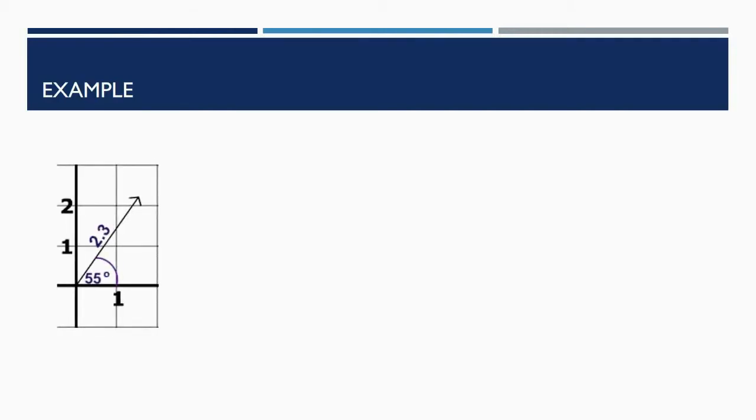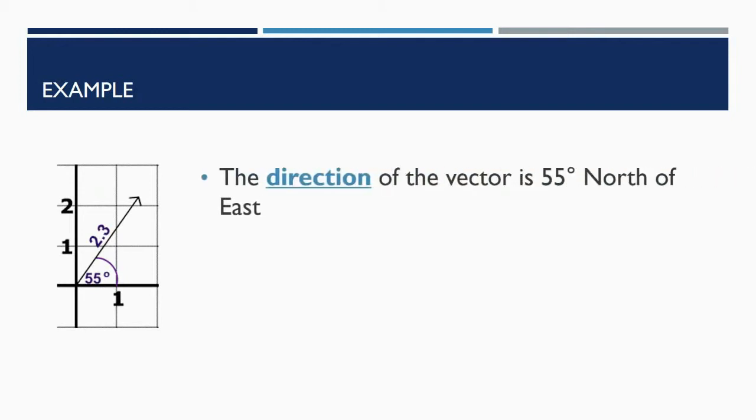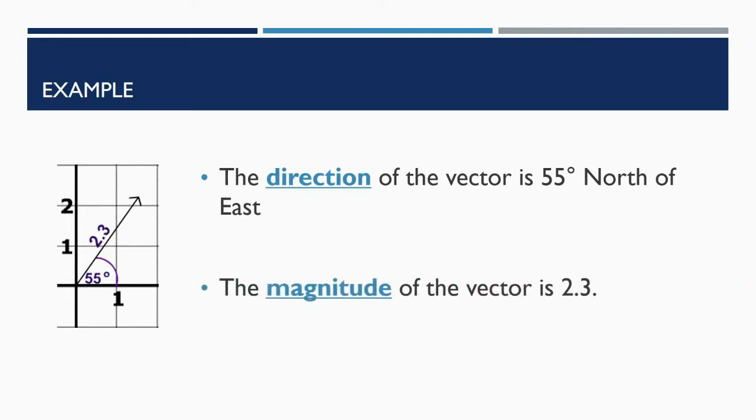Here is a good example of what a vector would look like used in physics. The direction of the vector is 55 degrees north of east. The magnitude is 2.3. Now for our usage, 95% of the time you're going to measure the direction of the vector from the positive x-axis, counterclockwise from the positive x-axis.